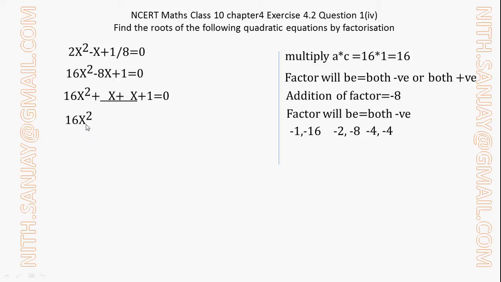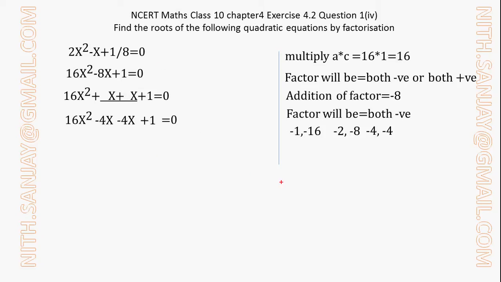I will write 16x square as it is, which I have taken from here. Now I will write one of these numbers here. So I will get minus 4x, because this is negative. The second number I will write here, so I will get minus 4x again, because I will put minus 4 here. Plus 1 is already there, so of course this equation has to be equal to 0.